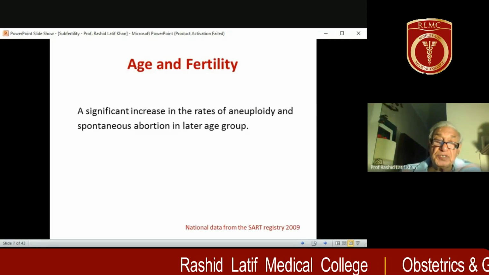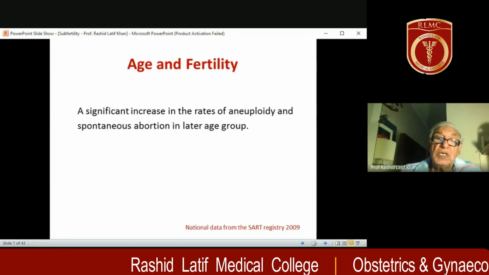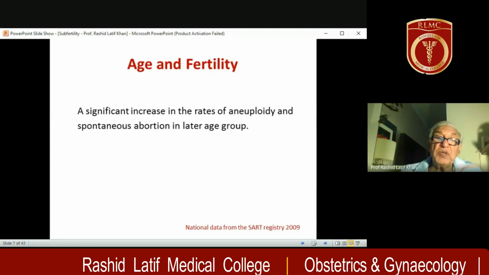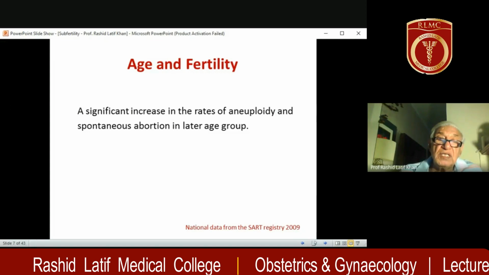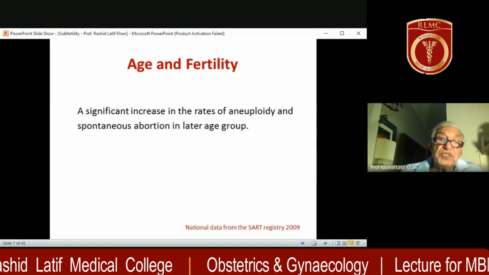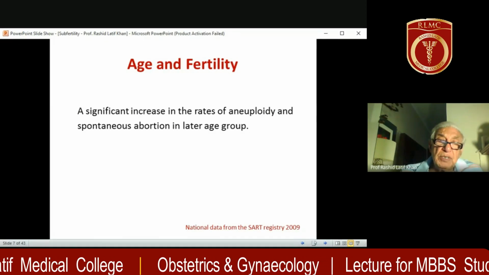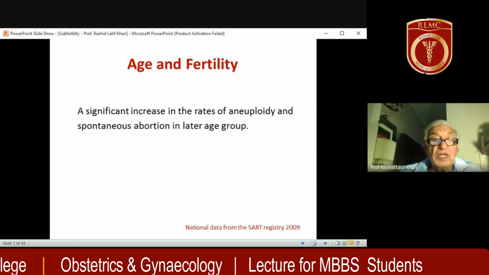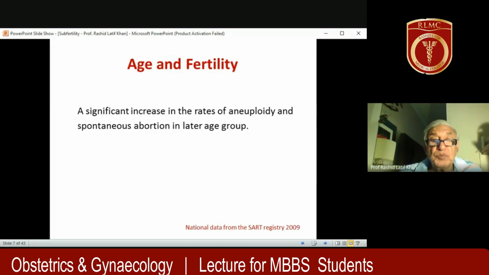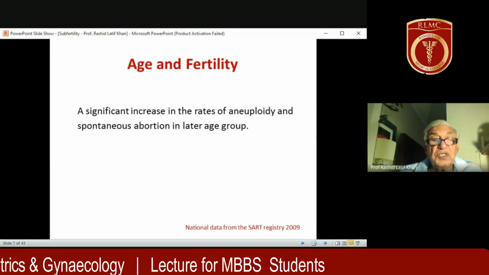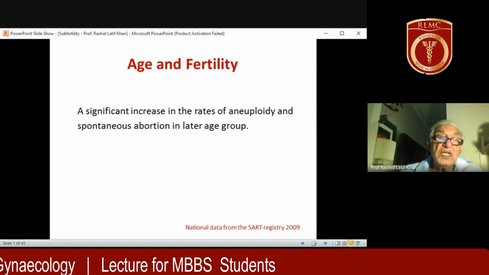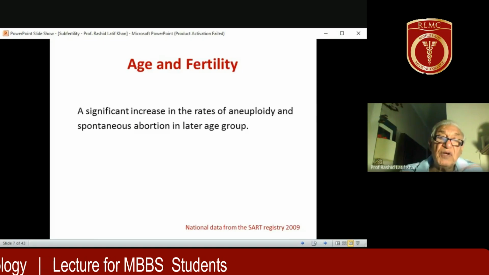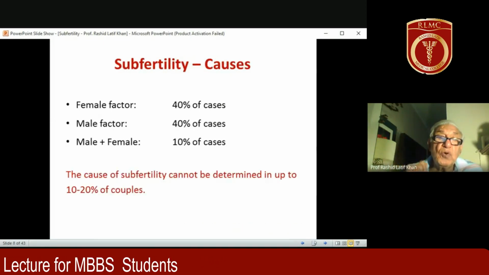And this is proved because after 35, if a patient becomes pregnant, then there's a very high risk of miscarriage or abortion. And this generally is because of anomaly of the genes or chromosomes, and genetic changes take place. And that's why the fertility rate is low after that.